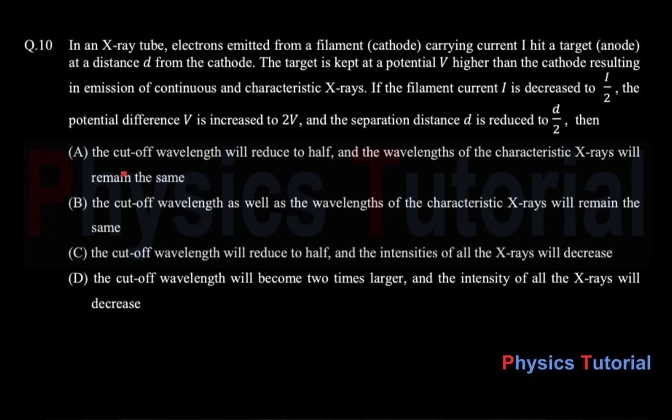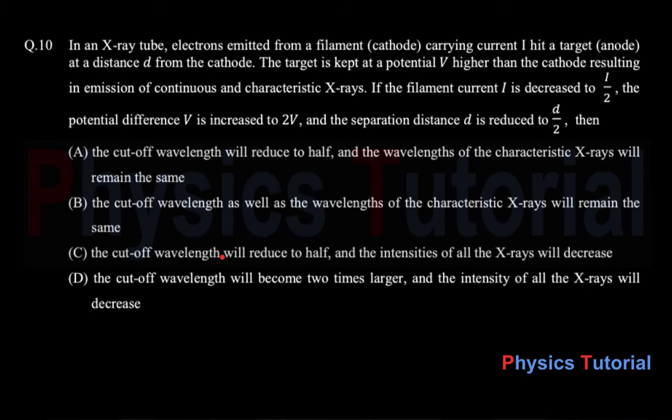First of all, if you see the options, then you will find in the first option, the cutoff wavelength will reduce to half, and the wavelengths of the characteristic X-rays will remain the same. It means, yes, the cutoff wavelength will be reduced to half, and the wavelengths of the characteristic X-rays will remain the same. Okay, I'll plot this graph and I'll show you later on. This may be correct. Come to B option, the cutoff wavelength as well as the wavelength of the characteristic X-ray will remain the same. So one of the options is correct from A and B.